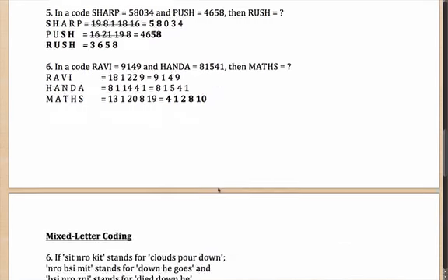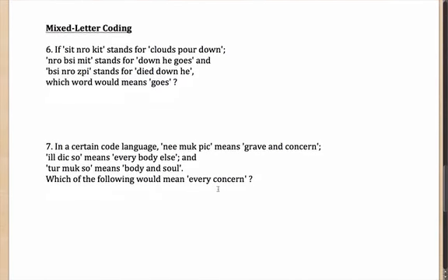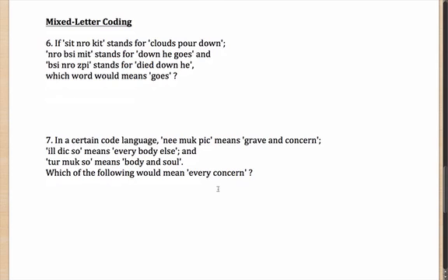With this, we move on to the next type, that is the mixed letter coding. What happens in mixed letter coding is you are given some words which are mapped to another set of words, and you have to figure out the correct mapping. As here, sit no kit is clouds pour down, no bis mit is down he goes, and stuff like that.